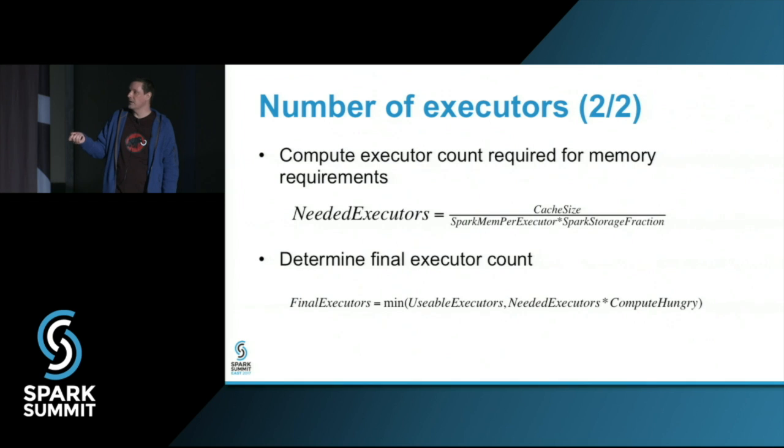So we need to keep in mind what's actually feasible given the available resources on the cluster. And then we can take this memory-based number and modify it if we see a lot of compute-hungry algorithms in the flow that we've just built.